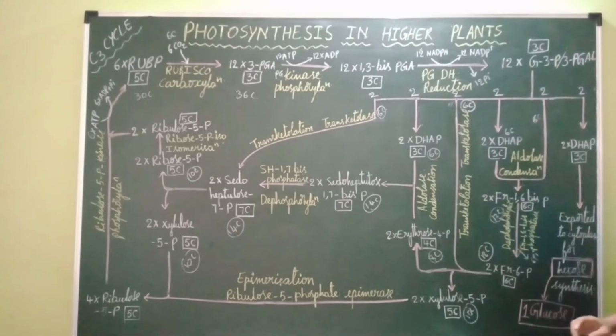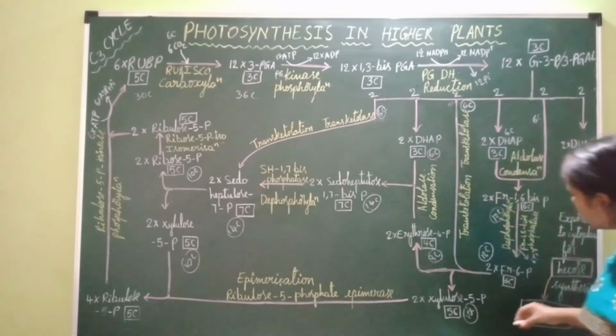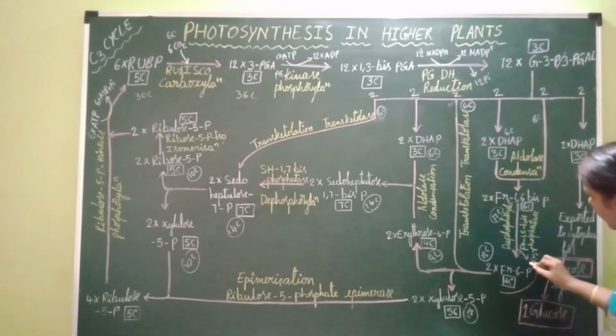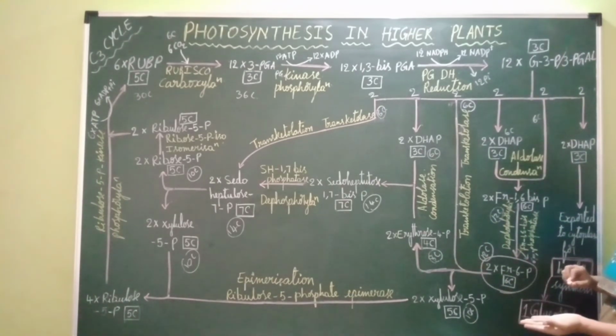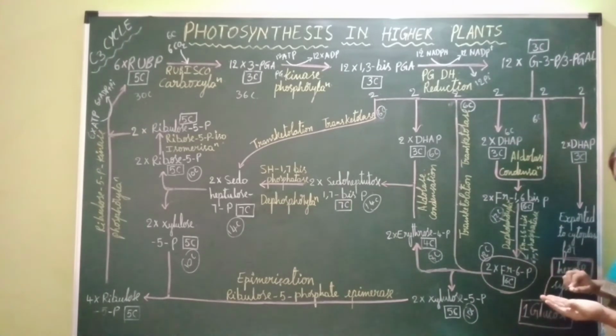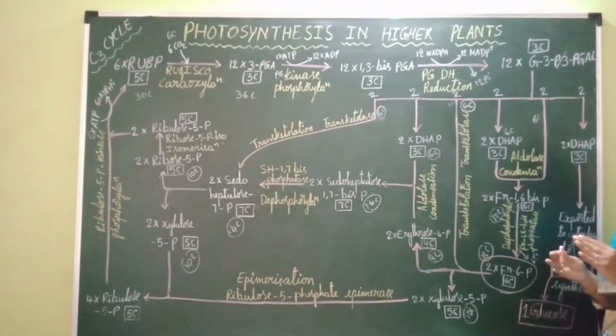Right. Here I want to give you one more point. Here 2 molecules of fructose 6-phosphate are formed as an intermediate. Now this fructose 6-phosphate can be withdrawn from this Calvin cycle or C3 cycle, and it is utilized as a substrate in the process of glycolysis for the release of energy.